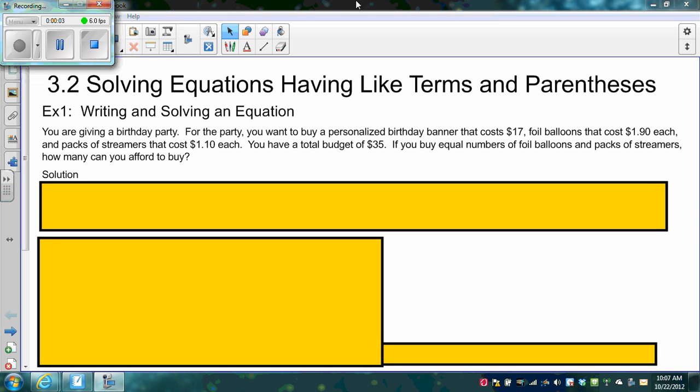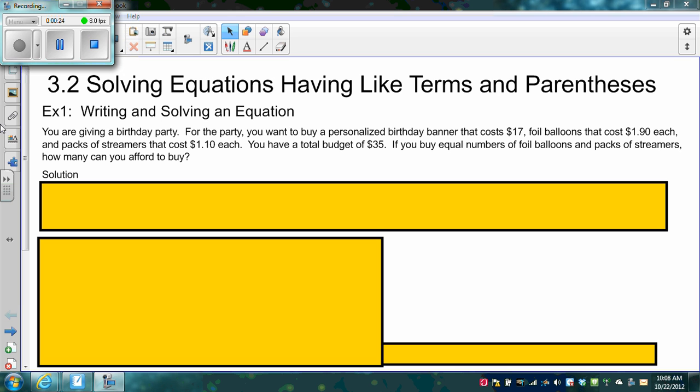So this is the lesson for section 3.2, which is based on solving equations which have both like terms and parentheses. We did these separately in the previous chapter, but now we're going to combine them to solve a little more complex problem. So example 1 is writing and solving an equation. Here's the word problem.